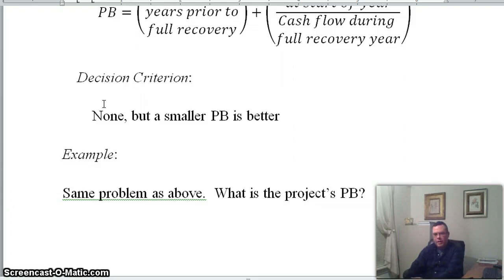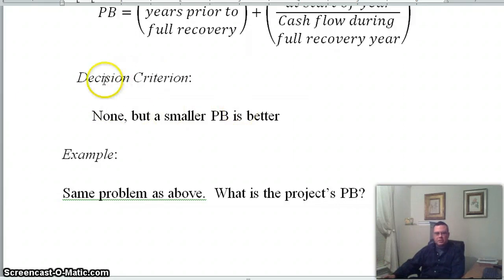How long it takes you to pay back your money really doesn't even tell you. You could have a negative net present value project that pays back really fast, but then you have to pay more money in the future or something, and that'd be a rare occurrence. It's more a measure of risk. How long is your money going to be tied up? So all else equal, it's better to have a shorter payback period, obviously. You'd like to get paid back quicker.